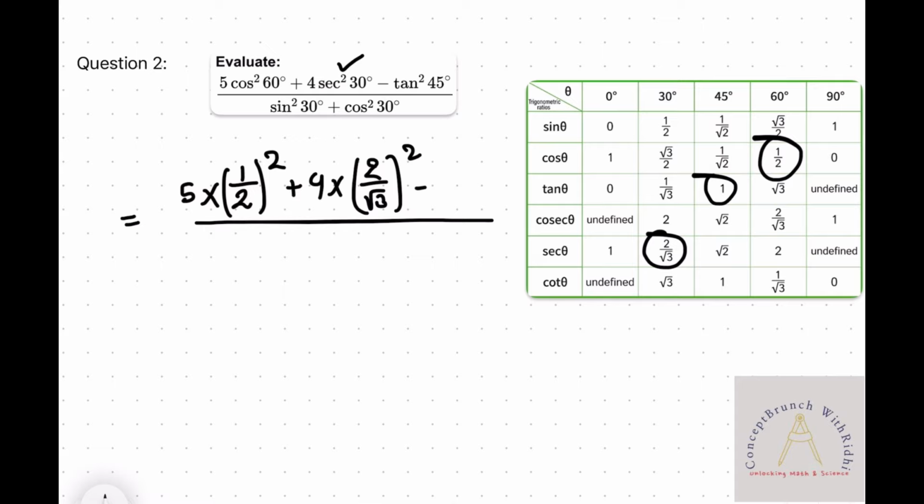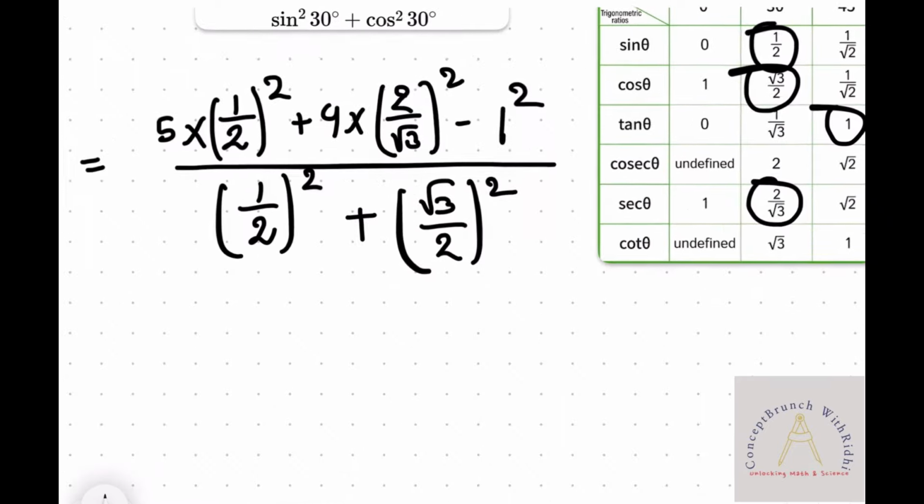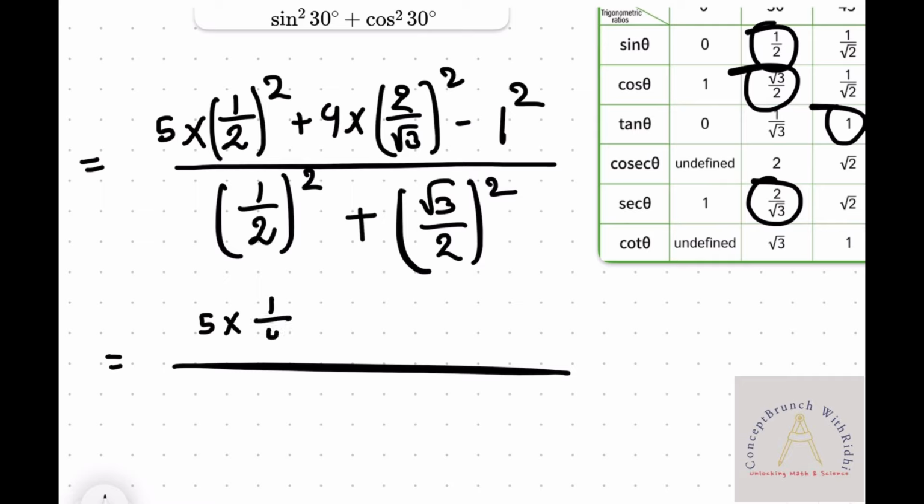Next, in the denominator, sine 30. Sine 30 is 1 by 2, so 1 by 2 whole square, plus cos 30. Cos 30 is root 3 by 2, so root 3 by 2 whole square. Let's solve it now. So here, 5 times 1 divided by 4, plus 4 times 4 divided by 3, minus 1. And this is 1 divided by 4 plus 3 divided by 4.